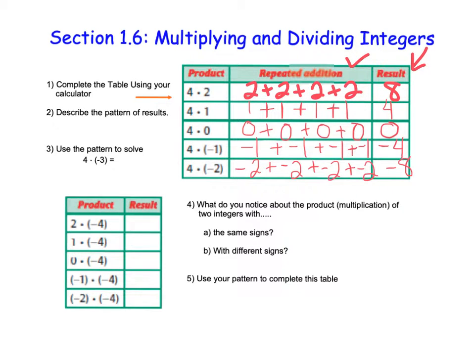And your table should look like this. Hopefully you saw that this was a repeated pattern. 4 times 2 got you the 8, but 4 times a negative 2 got you a negative 8. 4 times 1 got you a positive 4, but 4 times a negative 1 got you a negative 4. So positive times a negative resulted in a negative number. Can you use that pattern to solve this without using your calculator and without writing down the repeated addition?